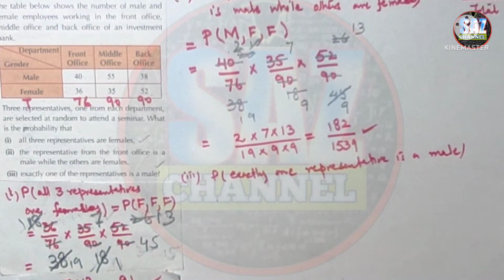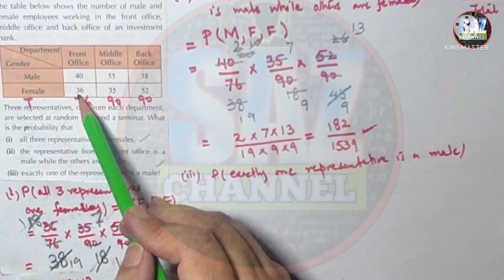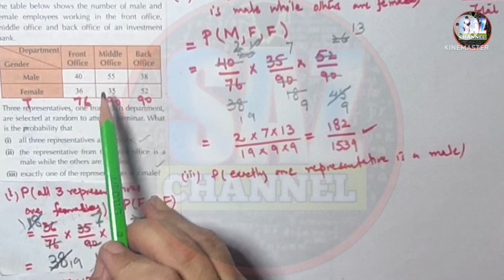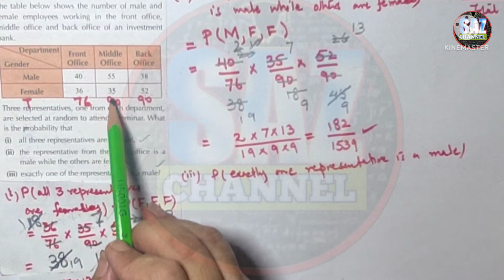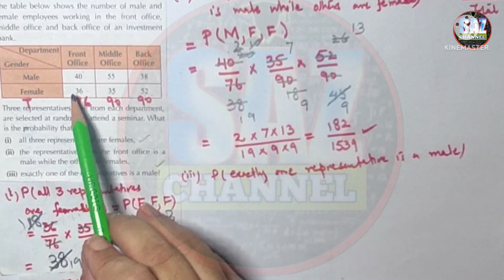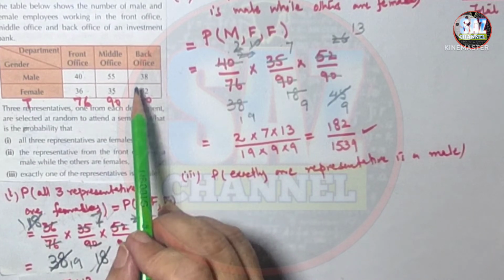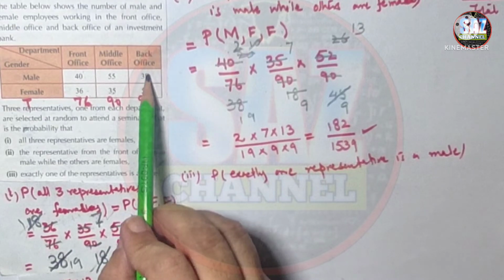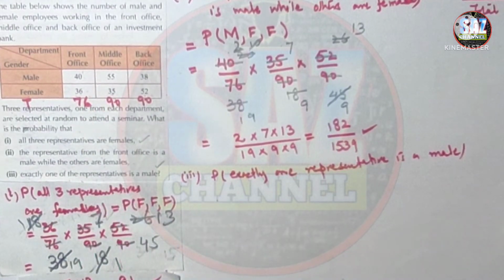So that means either the male is from the front office and the rest two have to be females, or from the middle office we can select the male and from the front and the back office females. Or we have to select the male from the back office, and from the first two offices we have to select the females.